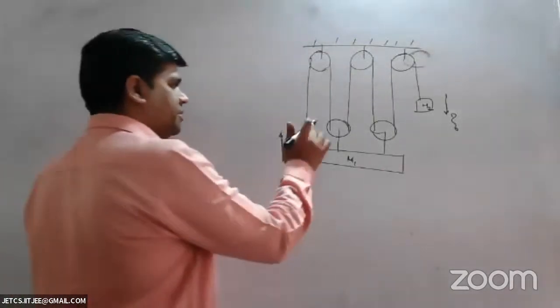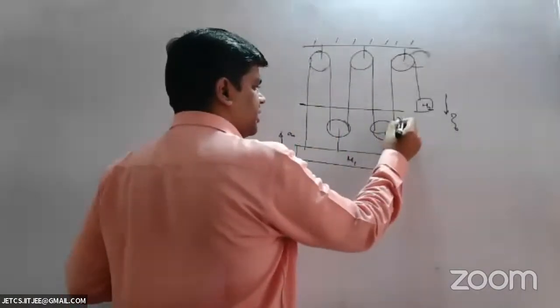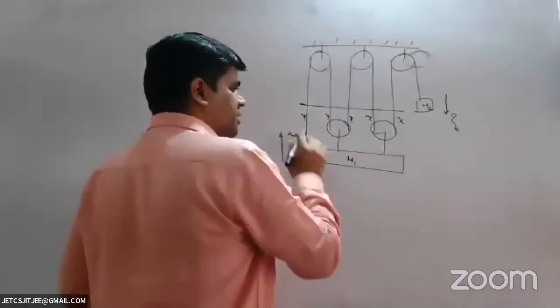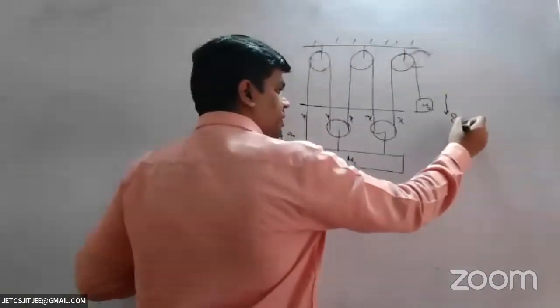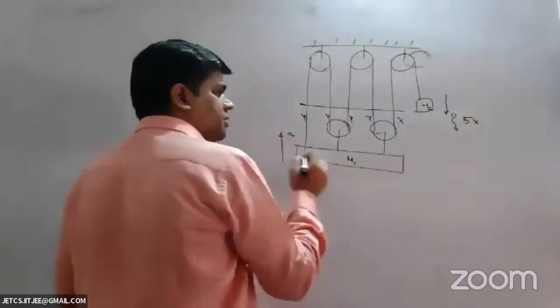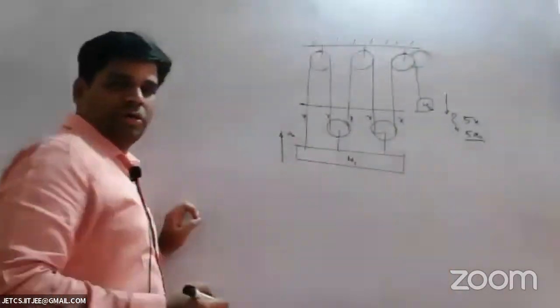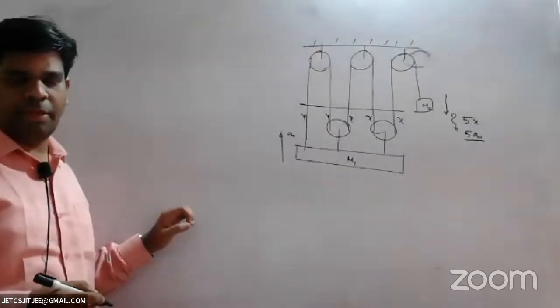I move this M1 by X. So the string slackens by X, X, X, X over here, and X. So the string slackens by 5X. So this comes down by 5X. So if the acceleration is A naught, the acceleration of this is 5A naught. Simple. All right. It's a look and say question.